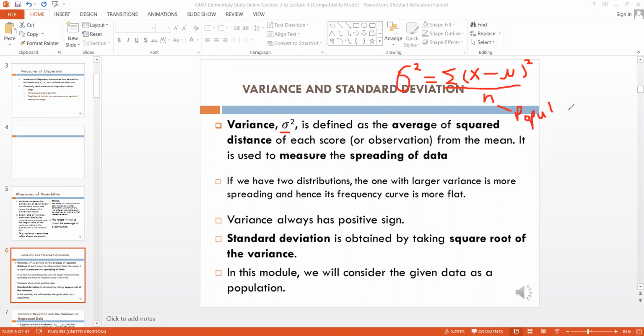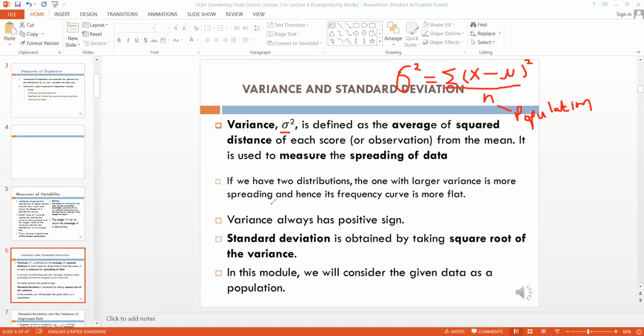For population data, okay. Later, when we come to sampling distribution, I'll show you a slightly different formula, which is a standard deviation for sample data, S squared.